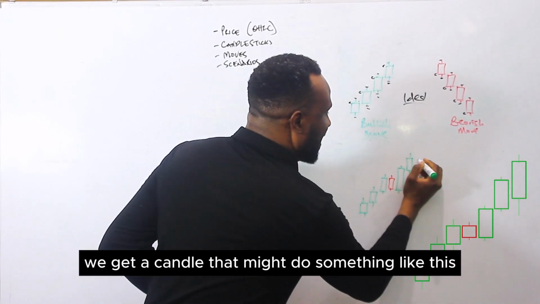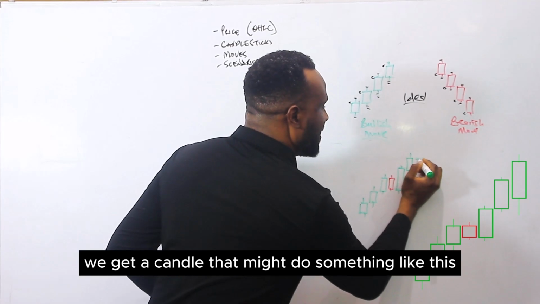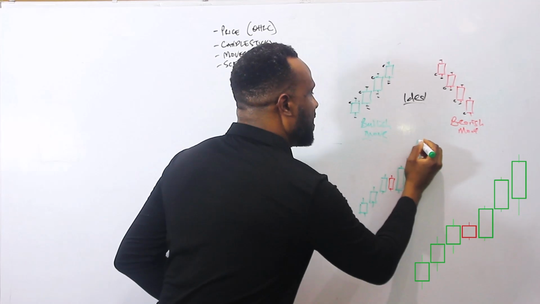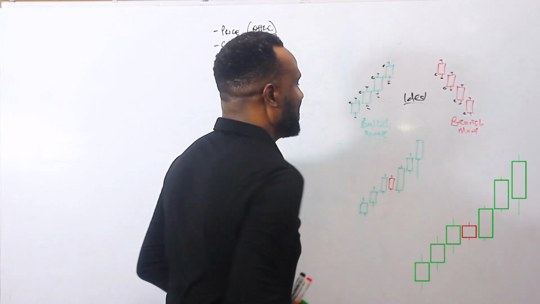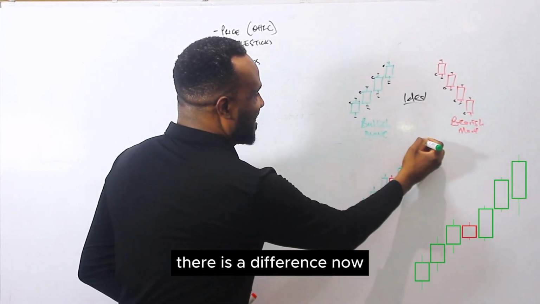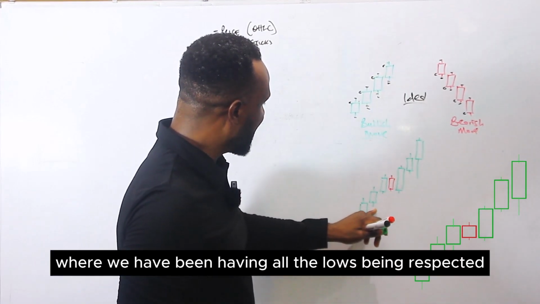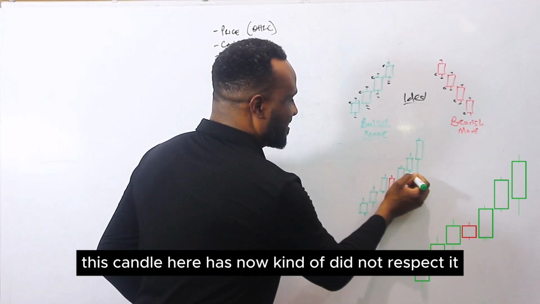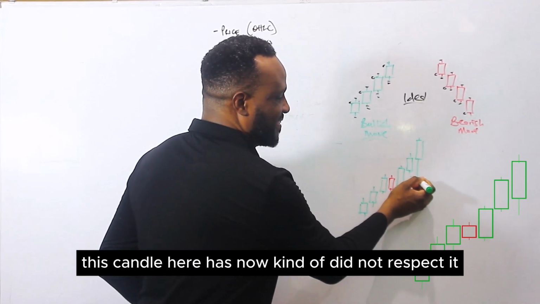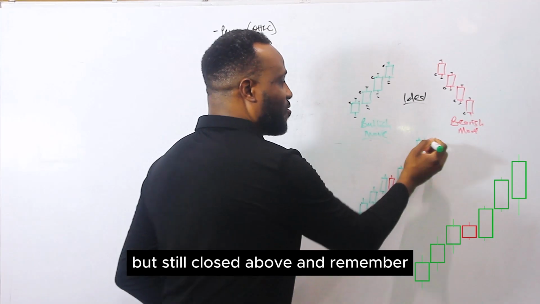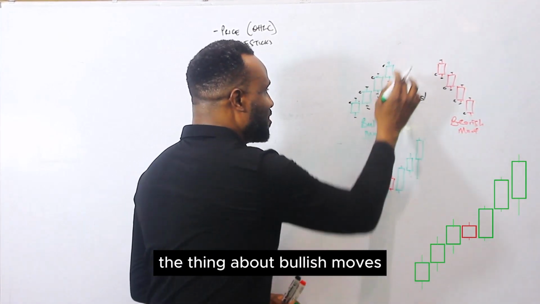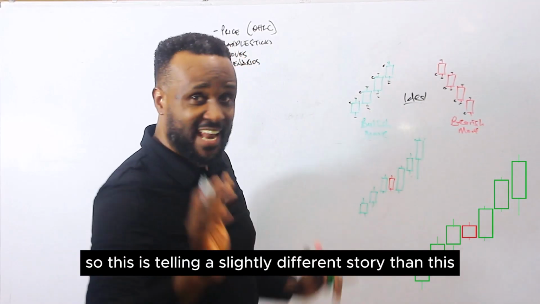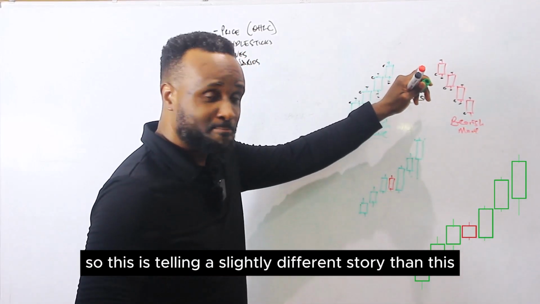But then we get a candle that might do something like this. If it does this, right, what do you see? There is a difference now. Where we have been having all the lows being respected, this candle here has now kind of did not respect it, but still closed above. And remember, the thing about bullish moves is that it is closing above. So this is telling a slightly different story than this, right?